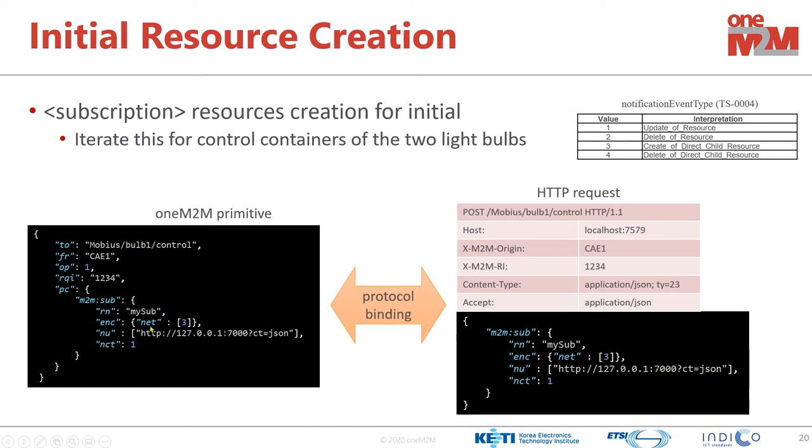And the notification event type 3 is the child resource creation, because we are going to create a new content instance, which is basically the new command under the control container resources. So we are creating the subscription for Lightbulb 1 and 2's control container.